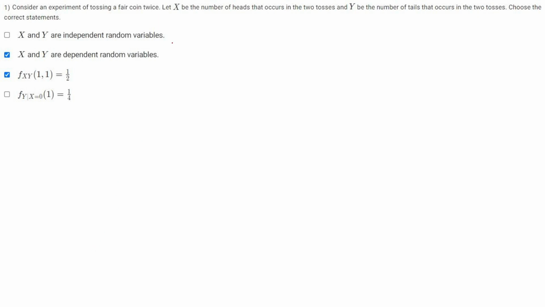So, what are the ranges of x and y? X will take the value 0, 1 or 2, right? And y will take the value 0, 1 and 2. Okay. So let's write down the joint distribution table for it. So x will take 0, 1 and 2 and y will take 0, 1 and 2.